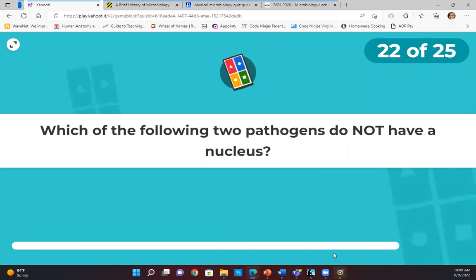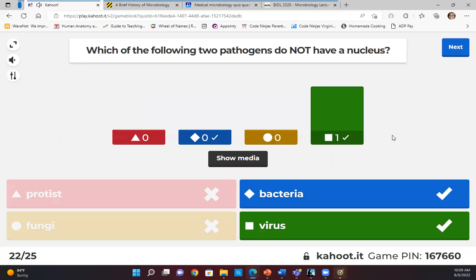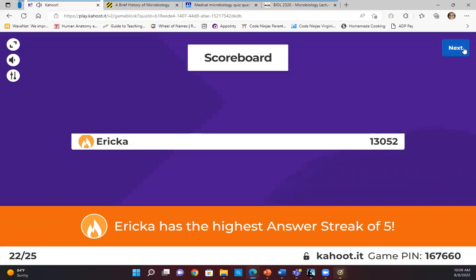Okay, question 22. Which of the following two pathogens do not have a nucleus? Protists, bacteria, fungi, or viruses? So there's going to be two answers, so you can just choose one. They do not have a nucleus. Okay, that is correct. So the bacteria and virus, they do not have a nucleus.